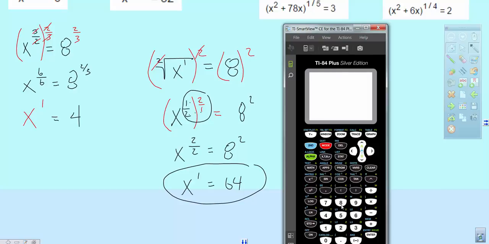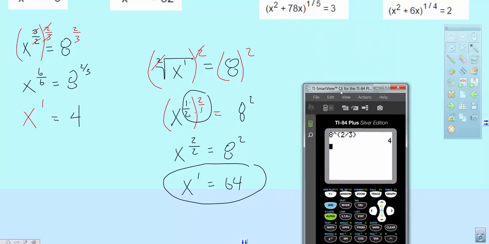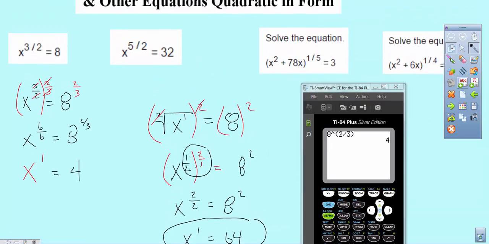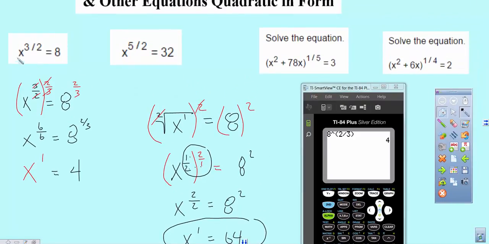So if you had a TI-83, you would do 8 caret open parentheses 2 divided by 3. So that'd be the correct way to plug it in the calculator. And so you get your 4. Alright, so that would be taking care of a situation where I had just one variable.